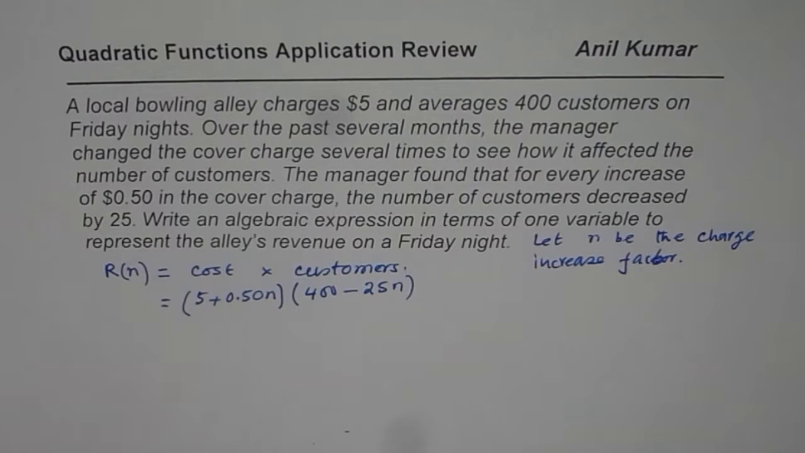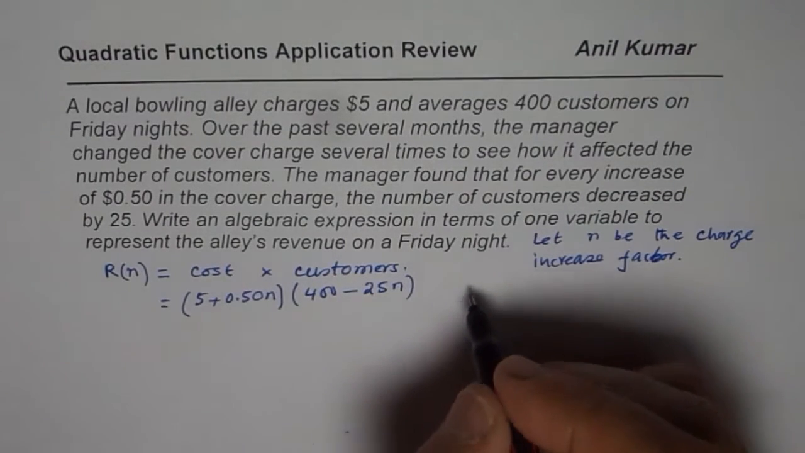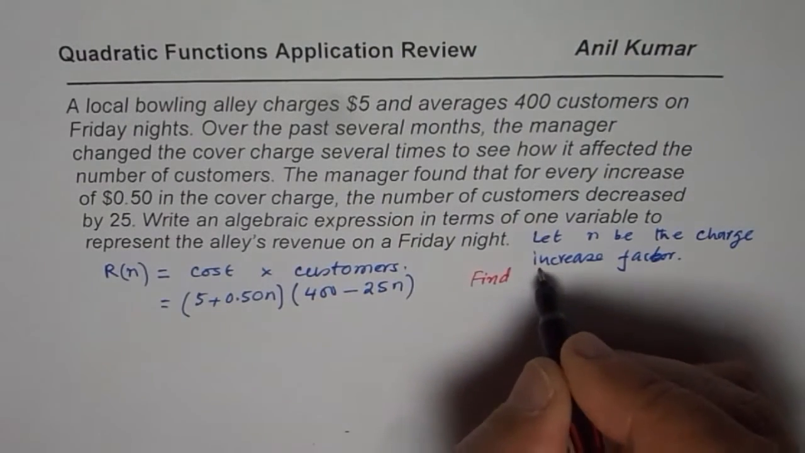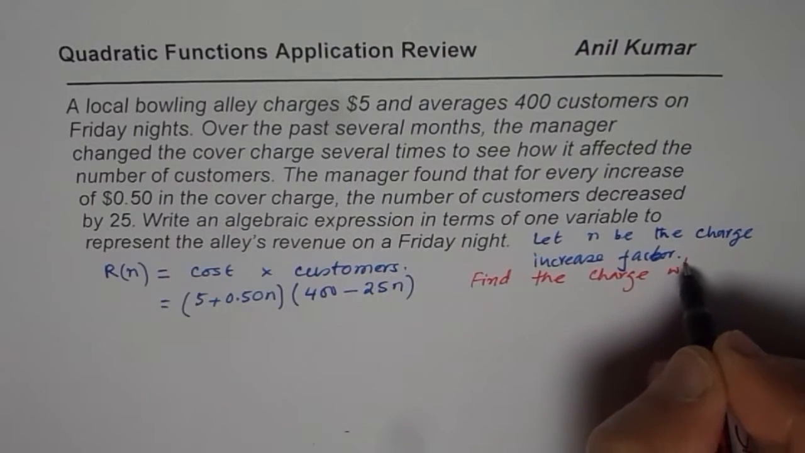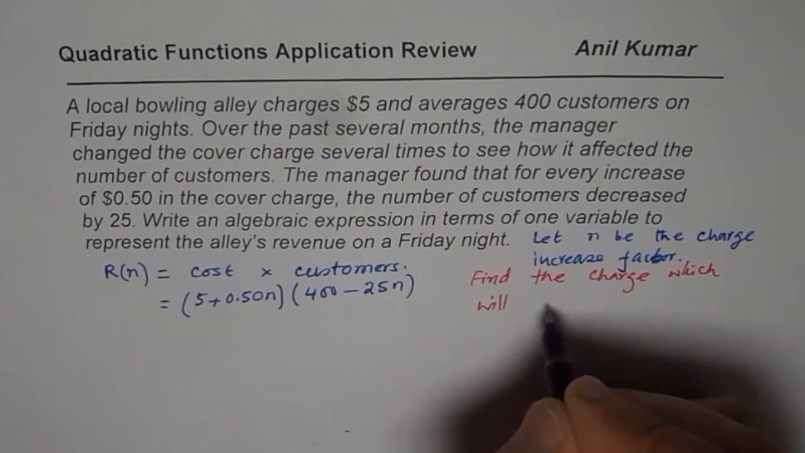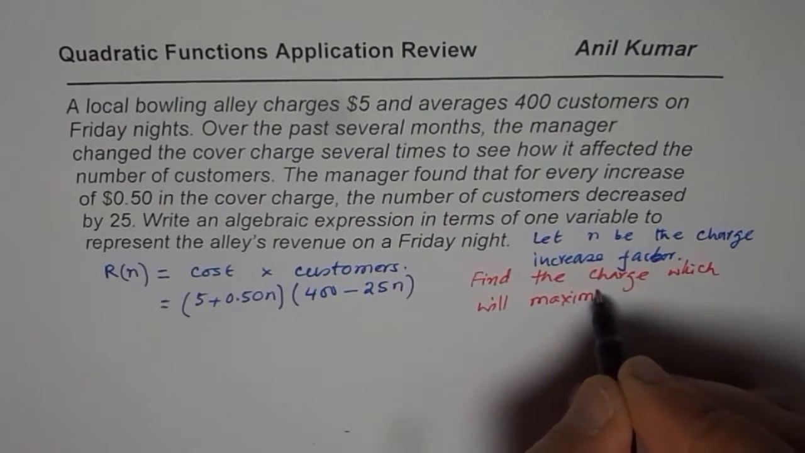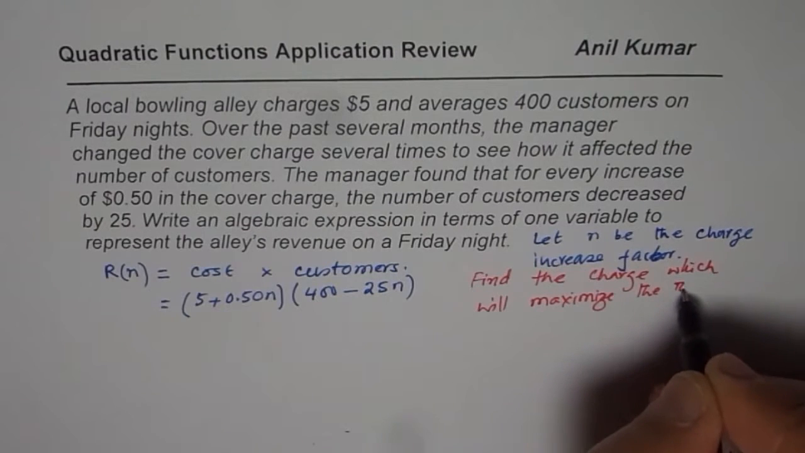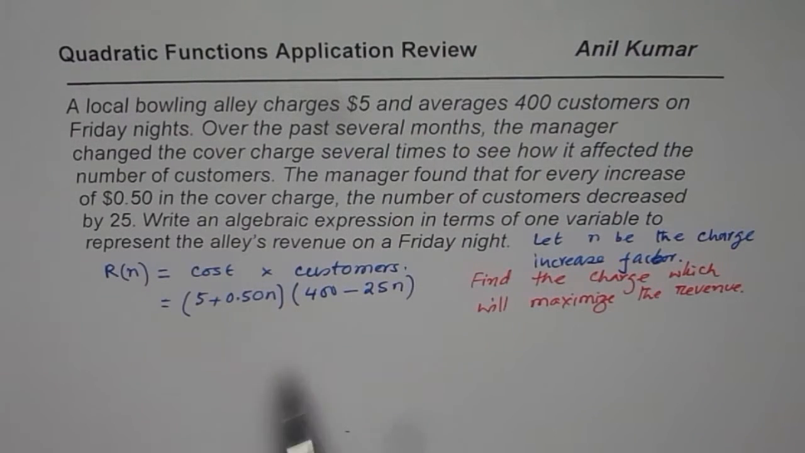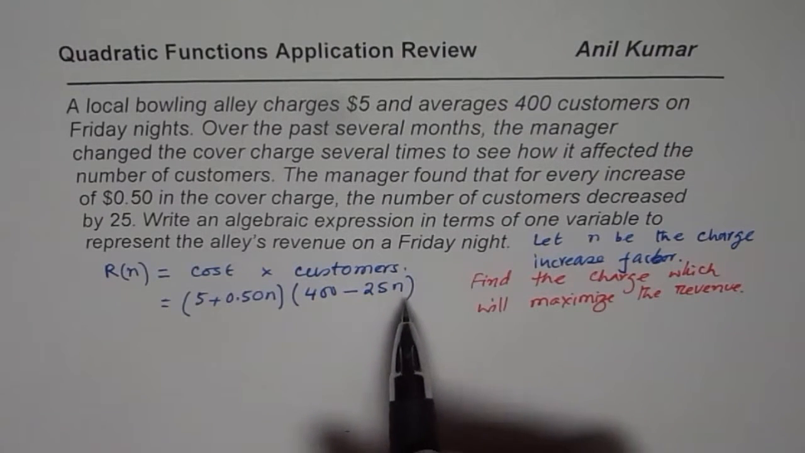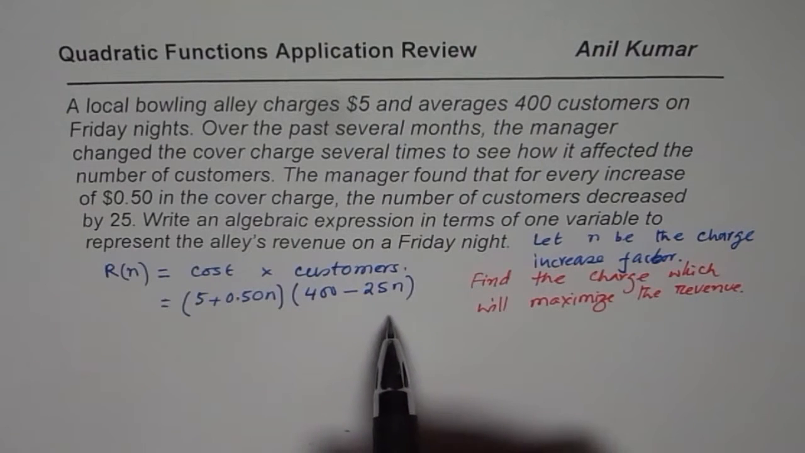Now we'll extend this question here, and we'll say find the charge which will maximize the revenue. Okay, so we have now changed this question a bit. Now, to maximize the revenue, what you can do is expand this and then do completing the square and then find the answer. That is an alternate way of doing it. I'm not going to follow that path. That is the most preferred path by most of the students. Now, see how we can do it.